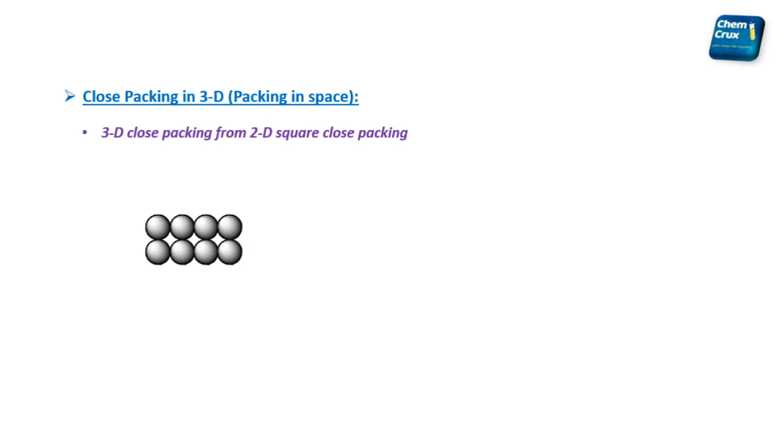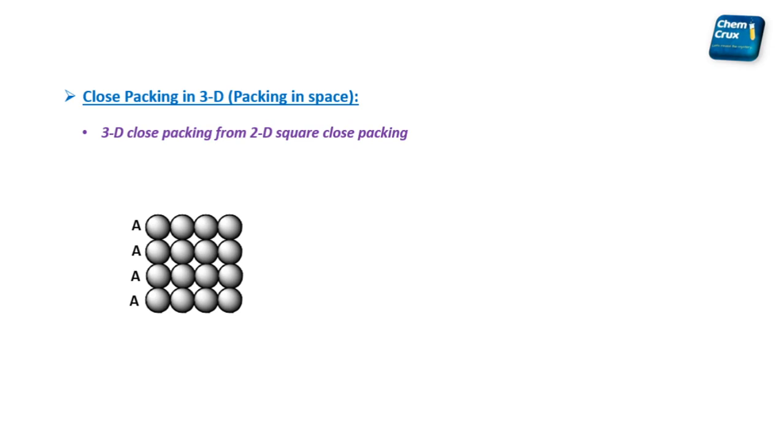Now coming to close packing in 3D, that is packing in space. So first is 3D close packing from 2D square close packing. Now in 2D square close packing, we have seen that the spheres of the second row are placed exactly below the spheres of the first row. So also the spheres of the following rows will be aligned with the spheres of the above rows. That is, they will have an arrangement of AAA type.